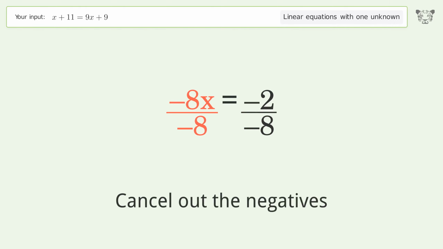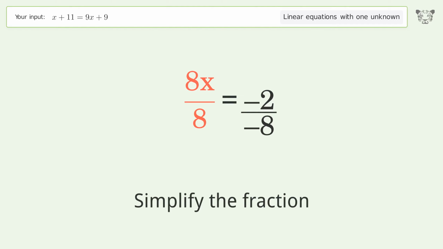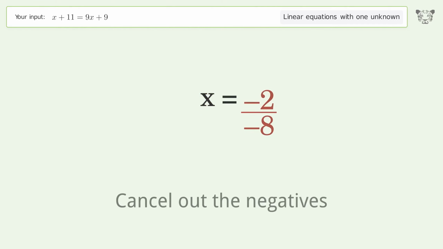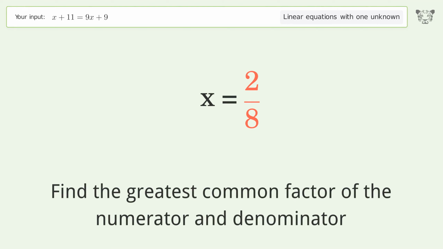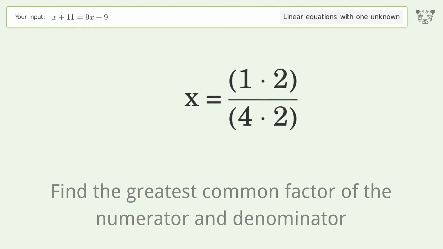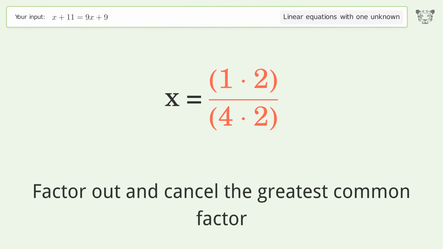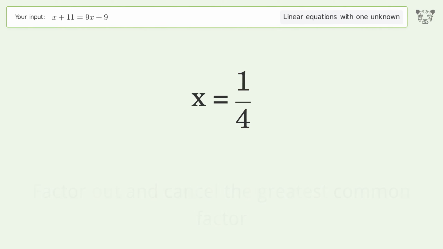Cancel out the negatives. Simplify the fraction. Cancel out the negatives. Find the greatest common factor of the numerator and denominator. Factor out and cancel the greatest common factor. And so the final result is x equals 1 over 4.